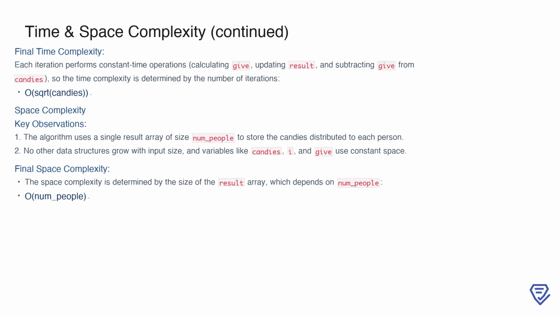Now, for the space complexity, the algorithm only uses a single array, result, to store the candies distributed to each person. The size of this array is determined by number_people, which remains constant for a given input. Other variables, such as candies, i, and give, use constant space as well. Therefore, the space complexity of the solution is directly proportional to the size of the result array, resulting in a space complexity of O(number_people).